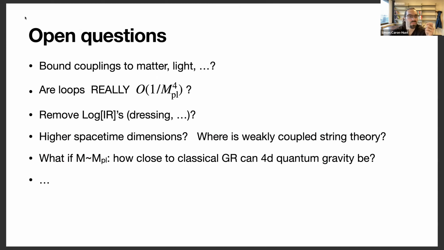So we have some open questions. Really, the next thing to do clearly is to bound couplings to matter and control loops. We believe that by going slightly away from forward limits and so on, we control loops, but that's to be checked.